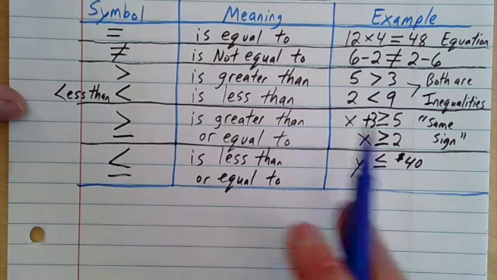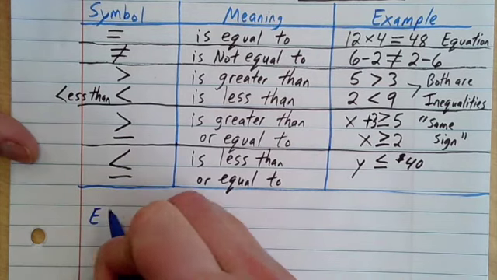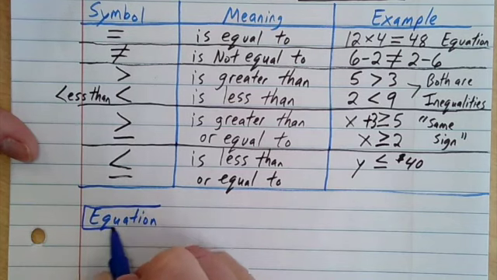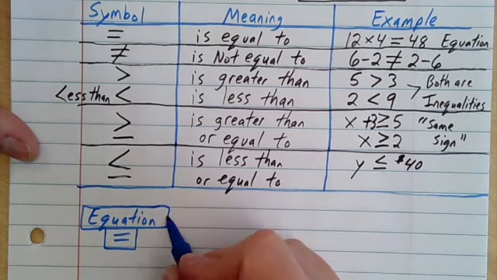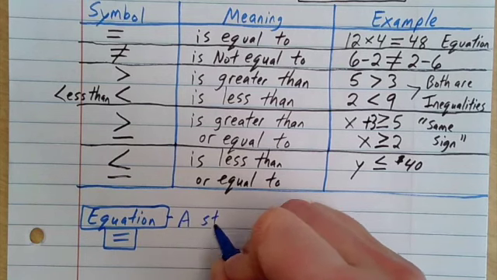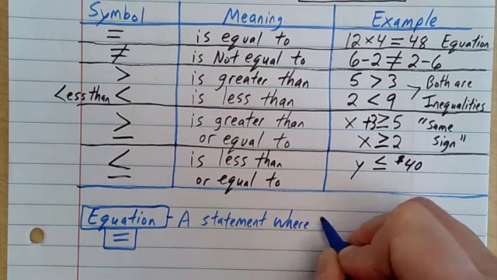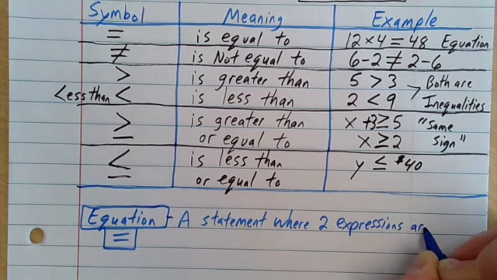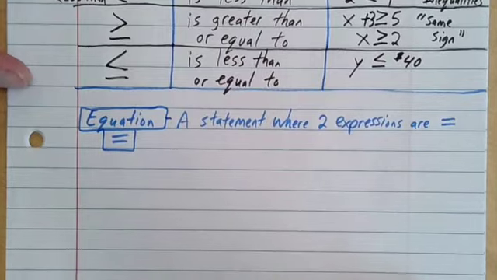Two things that we should have learned here are equations and inequalities. So I want to talk about the term equation. Equation means it has to have an equal sign, so that's very important. It has to have an equal sign. An equation is just a statement where two expressions are equal. Put this up here a little bit.